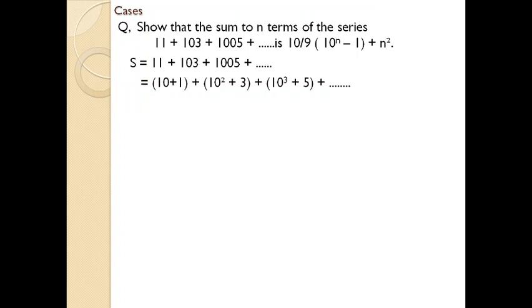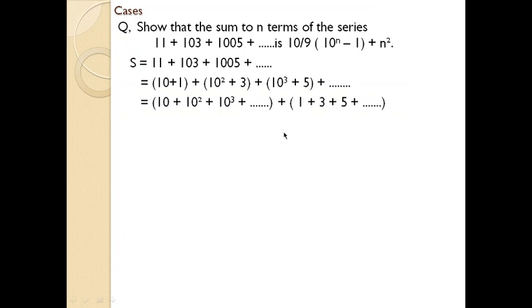Okay. Next step, you need to split the numbers within the brackets into two categories. In the first part, the first number of each bracket has to be taken. That is 10, 10 raised to 2, 10 raised to 3. You need to write all these first numbers in the first bracket as the first series. That is 10 plus 10 raised to 2 plus 10 raised to 3 plus the series going on plus.